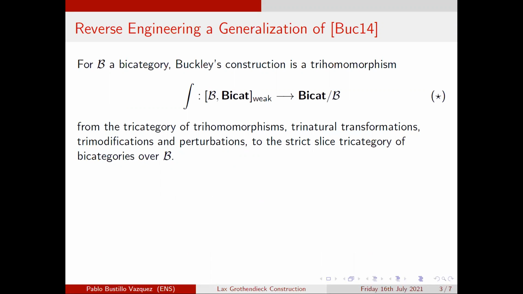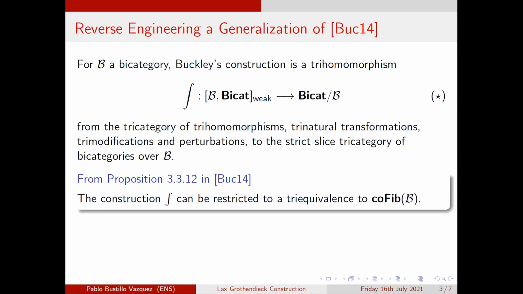Buckley's construction is three-dimensional. It takes some three-dimensional data and makes it into some two-dimensional data that lives within Bicat. Similarly to the result we have in dimension one, Buckley's construction can be restricted to a tri-equivalence if you restrict the codomain to what I call here Cofib, the tri-category of cofibrations and co-Cartesian functors between them. Similarly in dimension one, the Grothendieck construction gives you an equivalence between pseudo functors on one side and the fibrations on the other side.